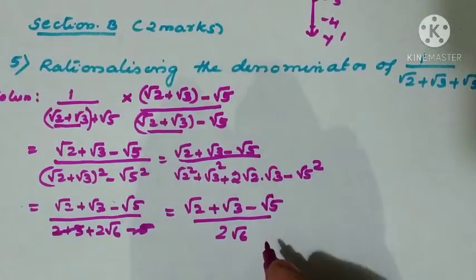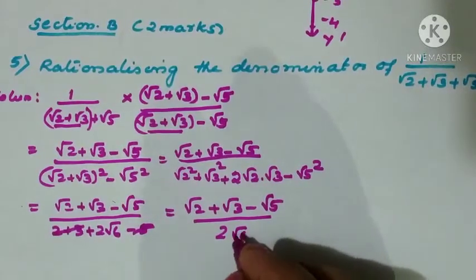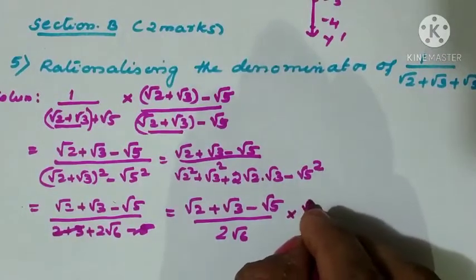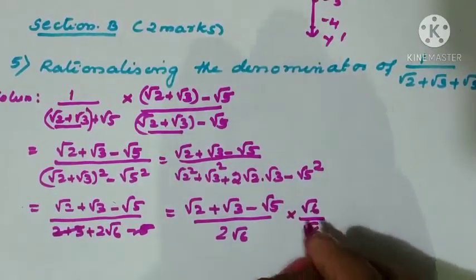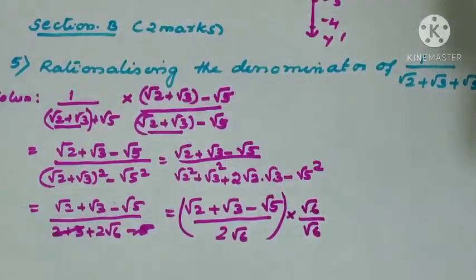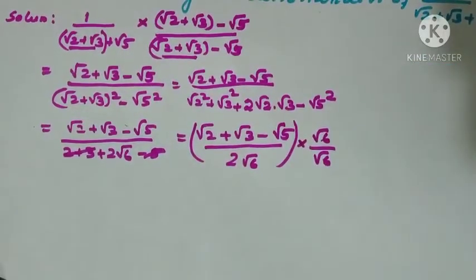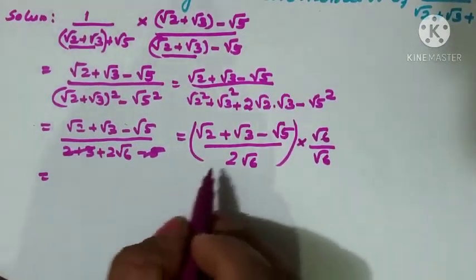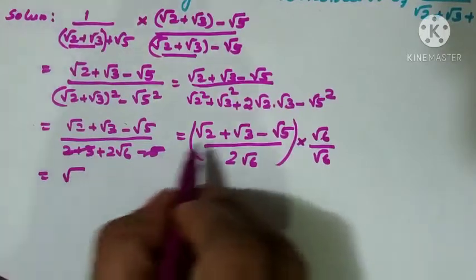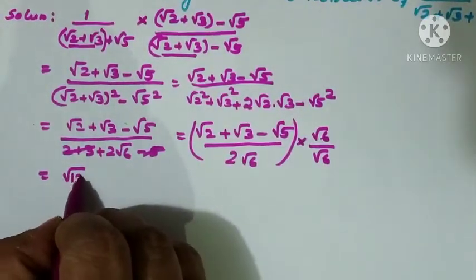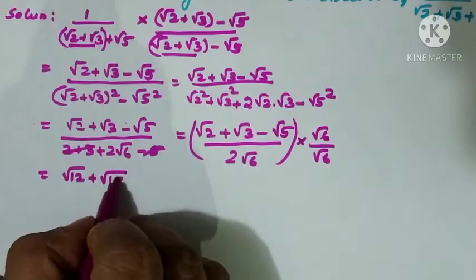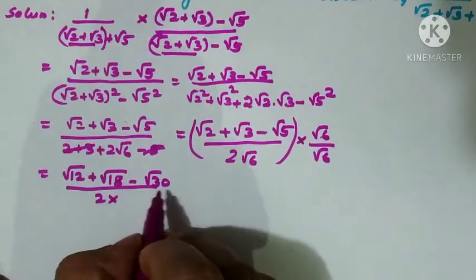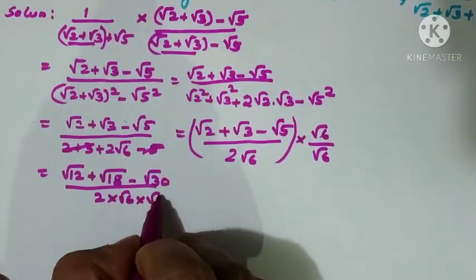Again we should multiply with root 6 only, because the irrational number is root 6, so we should cancel that one. So we should multiply and divide with root 6. We are multiplying the numerator with root 6 only. So what will we get? Root 12 means 2 into root 6, root 12 plus root 18 minus root 30, and in the denominator 2 into root 6 into root 6.